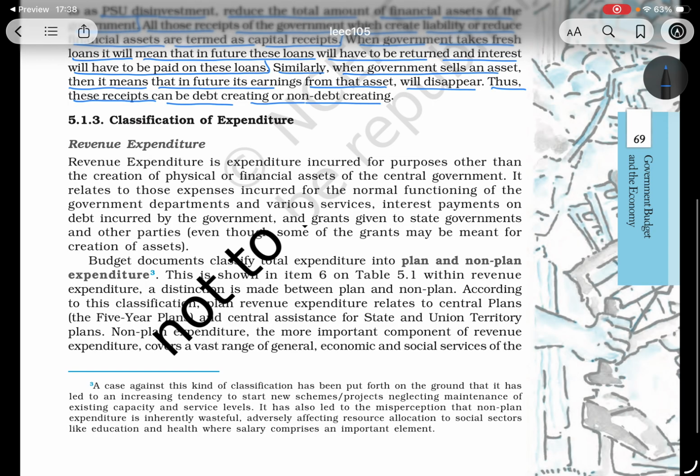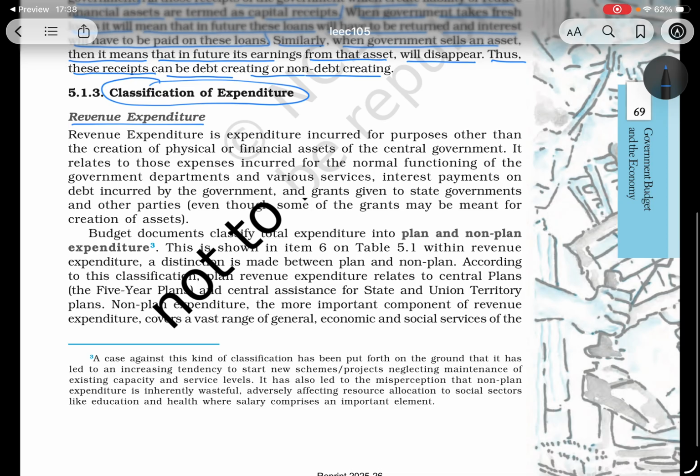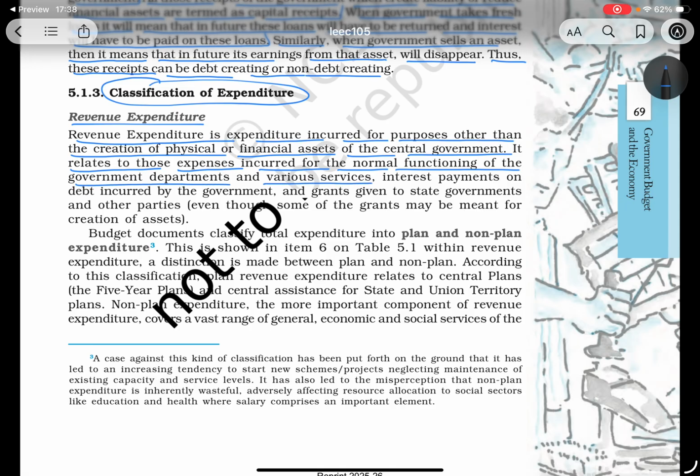Classification of expenditure. Revenue expenditure: revenue expenditure is expenditure incurred for purposes other than the creation of physical or financial assets of the central government. It relates to those expenses incurred for the normal functioning of the government departments and various services, interest payments on debt incurred by the government, and grants given to state governments or other parties, even though some of the grants may be meant for creation of assets.